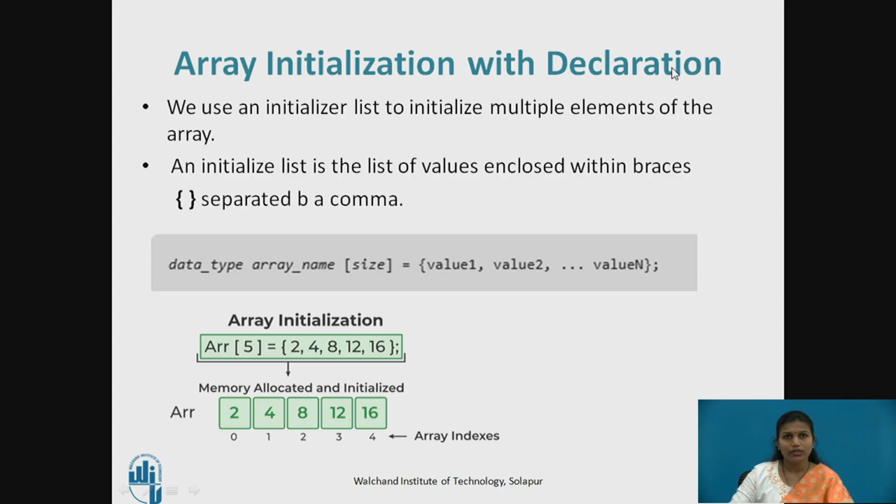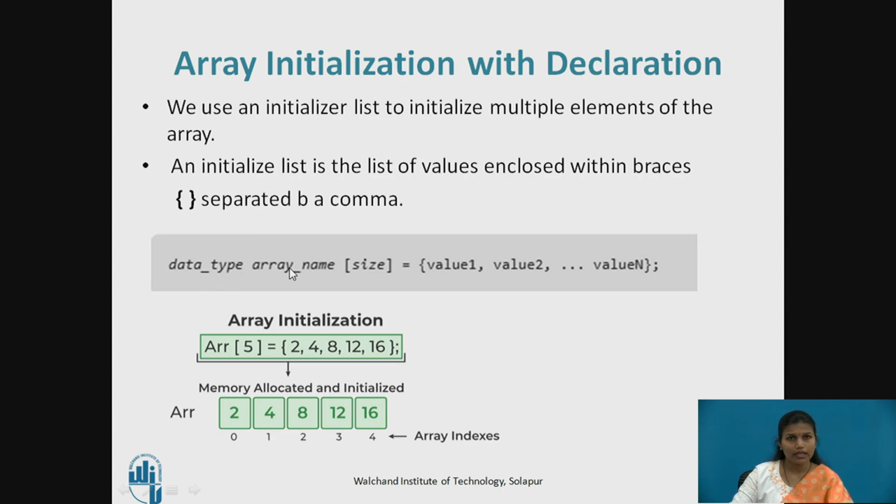Array initialization with declaration. We use an initializer list to initialize the multiple elements of the array. An initializer list is a list of values which is enclosed within curly braces and separated by commas.